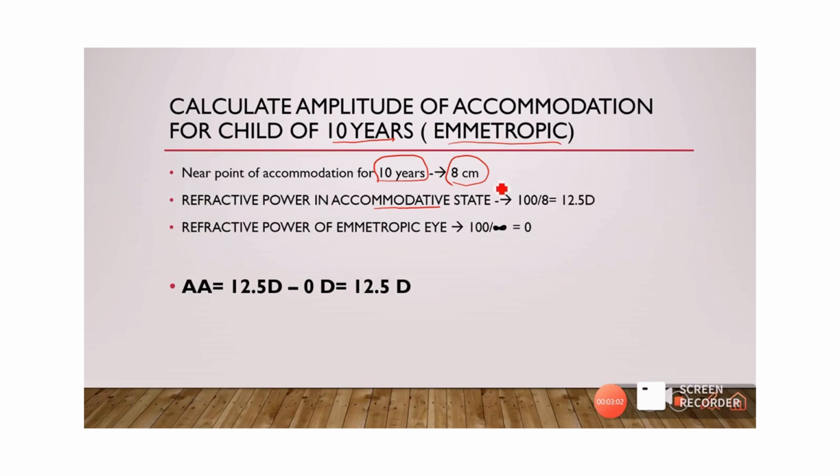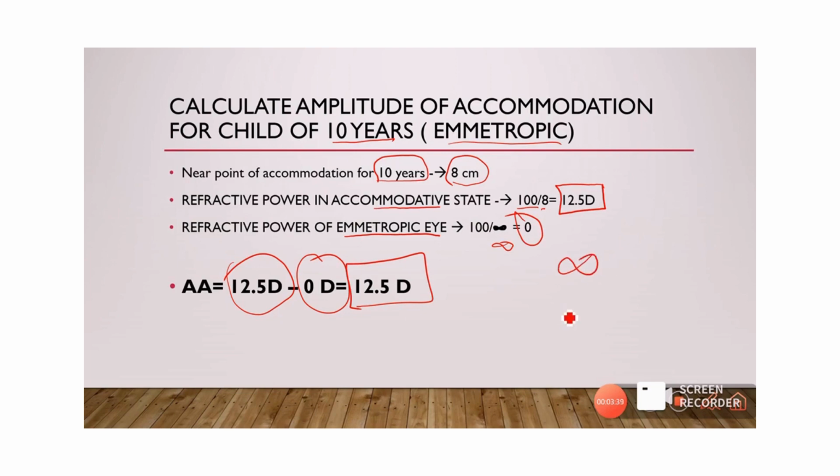We have to convert it into meters, so it will become 100 by 8. So the refractive power in the accommodative state will be 12.5, and the refractive power of an emmetropic eye will be 100 by infinity, because the patient can actually look at infinity, so it comes to 0, right? So what is the amplitude of accommodation? The first one minus the second, that is 12.5 diopters minus 0 diopters, so it comes to about 12.5 diopters. This is the amount of accommodation that a child of 10 years needs when he wants to look from infinity to his near point, that is about 8 centimeters.